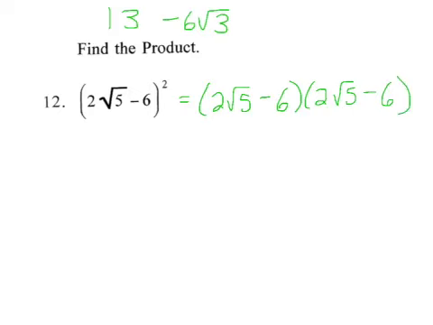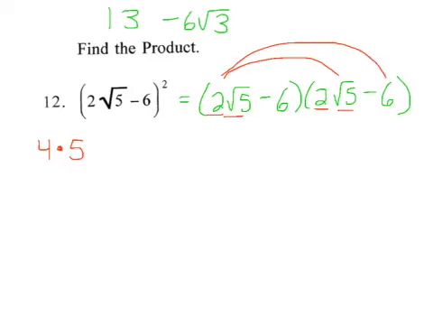So now we have it written twice. Let's start foiling. So first we want to multiply 2 root 5 times 2 root 5. Multiply the regular numbers together. 2 times 2 is 4. And then do root 5 times root 5, which is 5. So 4 times 5 is our first term.